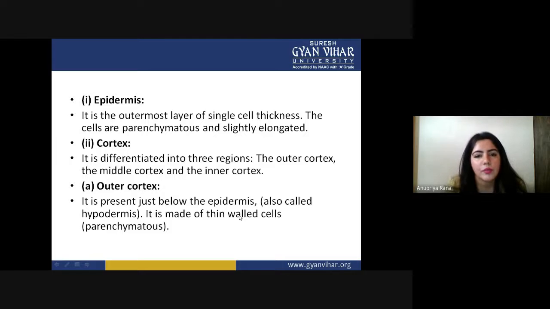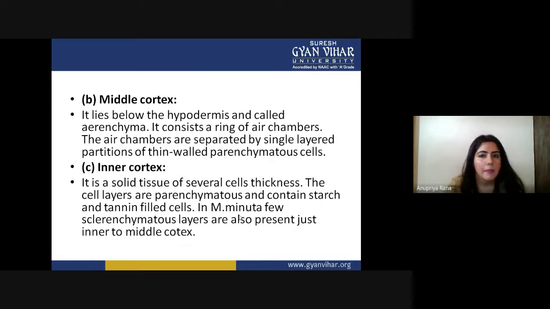The epidermis is the outermost layer of single cell thickness, and the cells are parenchymatous and slightly elongated, as we just saw in the diagram. The cortex is the same as in the rhizome. It is also divided into three regions: outer cortex, middle cortex, and inner cortex. The outer cortex is present just below the epidermis, and it can also be called hypodermis, made up of parenchyma. The middle cortex, as we talked about, has aerenchyma with large air chambers inside it.